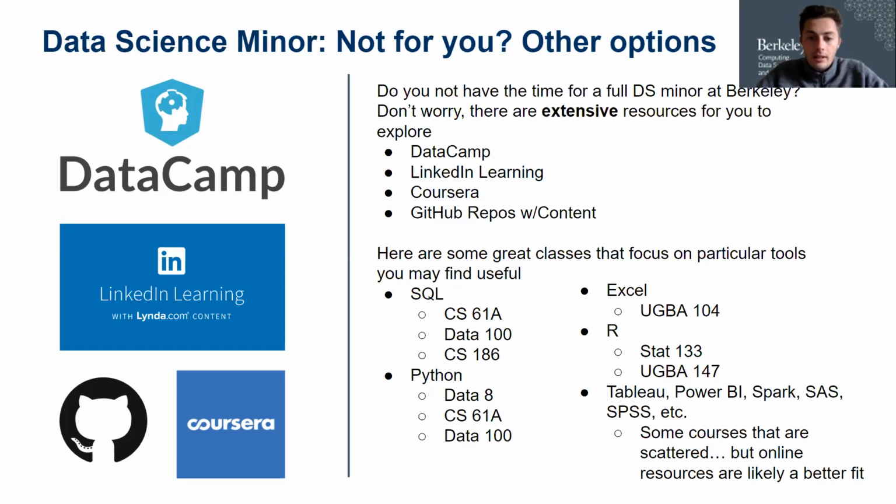And let's just say that you want to take maybe one or two courses to gain skills in either Python or SQL or Excel. There's a list of courses here that we found really useful. However, we do find that things that are a little more niche, things like Tableau or Power BI or SPSS, may be listed on some jobs that you're looking for when it comes time for recruiting. There might be some courses here at Berkeley that you can potentially learn them, but we believe that online resources are better suited for this.